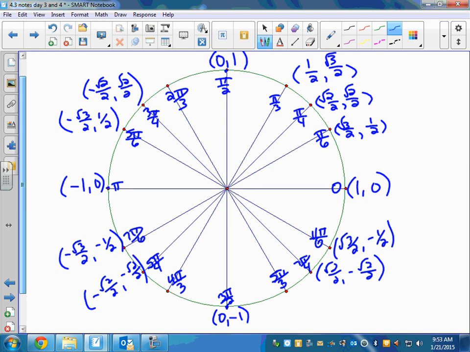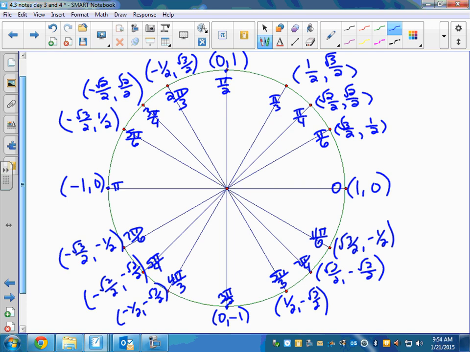One more to go. Pi thirds. All the thirds are going to be 1/2, square root 3 over 2, because they all have the same reference angle, except in the different quadrants, you're going to put the signs that go with them. So in quadrant 2, which one's negative? The first one. X is negative. So it's going to be negative 1/2, square root of 3 over 2. And in quadrant 3, they're both negative. So it's going to be negative 1/2, negative square root of 3 over 2. And in quadrant 4, only the y is negative. 1/2, negative square root of 3 over 2.